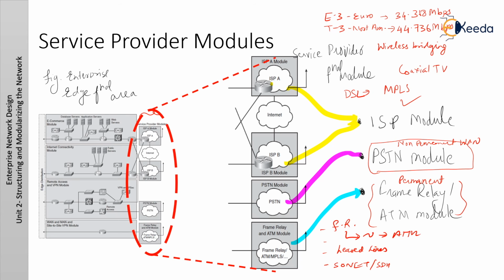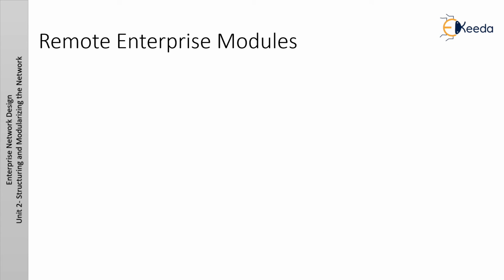MPLS nodes use this label to determine how to process the data, resulting in faster, more scalable, and more flexible WAN solutions. The three modules supporting remote enterprise locations are the enterprise branch office, the enterprise data center, and the enterprise teleworker module. So first we discuss the enterprise branch module.